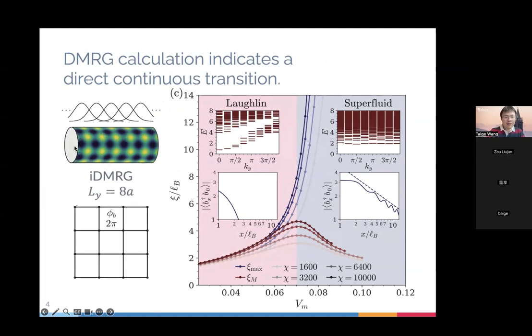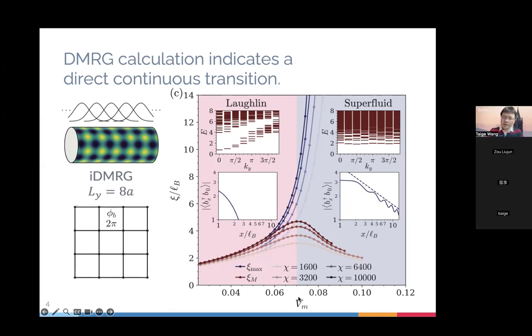So you wrap your Landau level around this cylinder, and the wave functions, such as the famous Laughlin wave function, are not modified. We can go to at most Ly equals 12a, so 12 unit cells around the cylinder. Now I'm showing the result of Ly equals 8a, which probably converges the best.